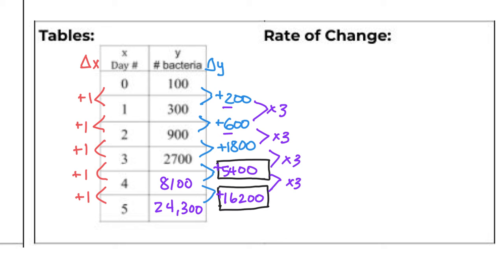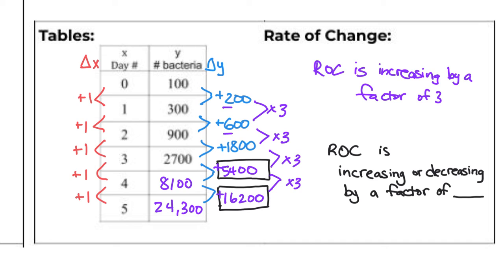Since our rate of change is not constant, we have all these different rates of change. We're going to say that our rate of change, in this case, is increasing by a factor of 3. So for any exponential function, when you're being asked about the rate of change, you're going to say the rate of change is either increasing or decreasing by a factor of whatever your common multiplier is. And if you're multiplying, then you know it's increasing. If it happens to be dividing, then you're going to be decreasing.